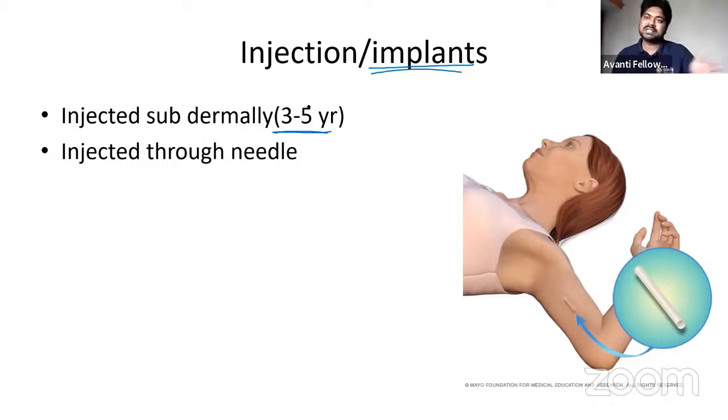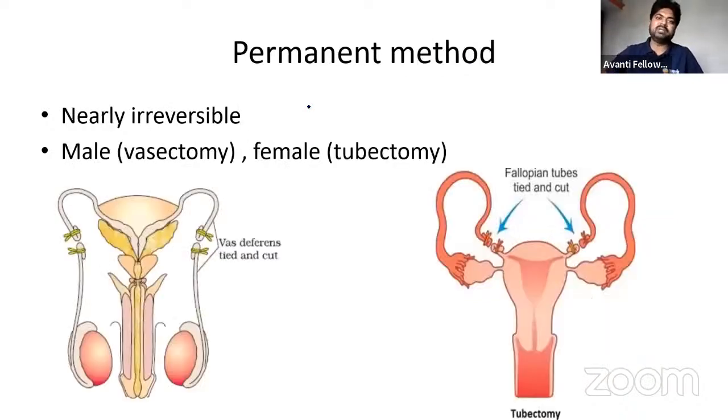Okay, so up to this part we discussed the temporary methods. यहां तक जो हमने डिस्कस किया सारा temporary method। Next is the permanent method, and in case of permanent method, there are two methods, which is the vasectomy for the male, and the next method is the tubectomy for the female. So what happens in the vasectomy? So we cut the vas deferens. That's why the sperm cannot travel. ठीक है, यहाँ से sperm जो है वो travel नहीं हो पाता है.